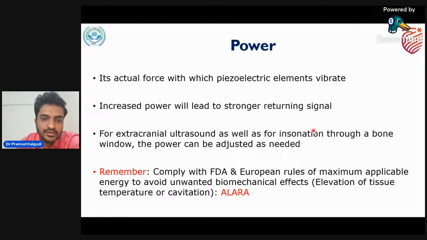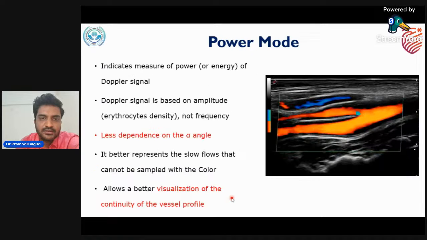When we use the TCCD, keep in mind that it has to comply with the FDA and European guidelines to reduce the power whenever you're using an orbital window. It's basically just the force with which the piezoelectric elements vibrate. So you don't want them to vibrate more when you're keeping it on an eyeball, or on a patient who has undergone craniotomy, because it does have a mechanical effect which would probably lead to an increase in temperature or cavitation. So always follow the ALARA criteria, where power is kept as low as acceptable whenever possible.